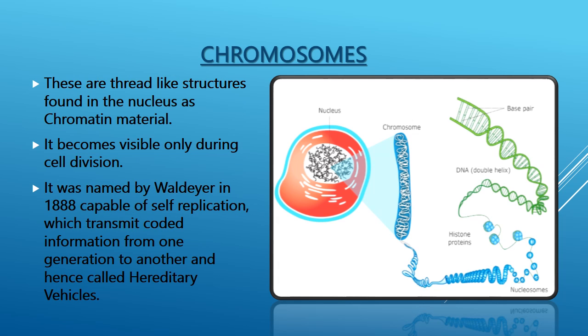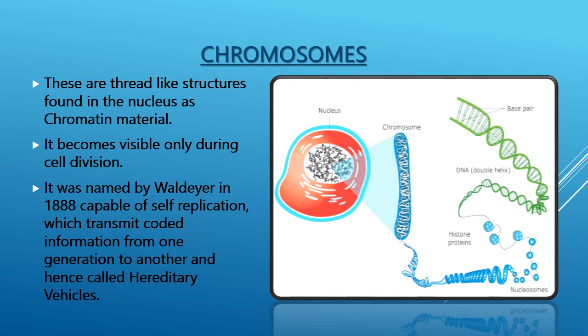Next, we'll be studying about chromosomes. In fact, the basic unit of hereditary information. Not basic, but the most important. These are thread-like structures found in the nucleus as chromatin materials, as we can see from the picture. It becomes visible only during cell division. It was named by Waldeyer in 1888 and is capable of self-replication. It transmits coded information from one generation to the other and is also called the hereditary vehicle.